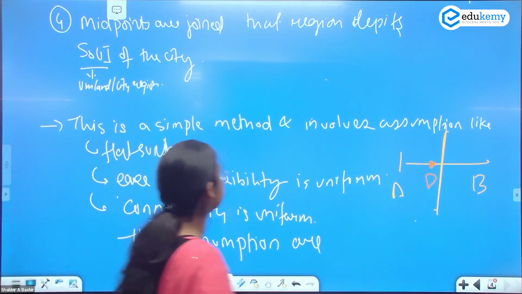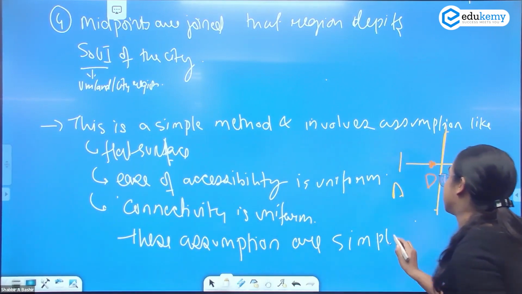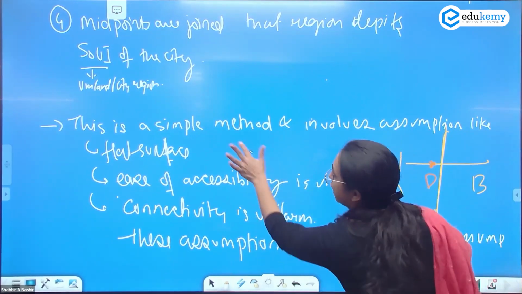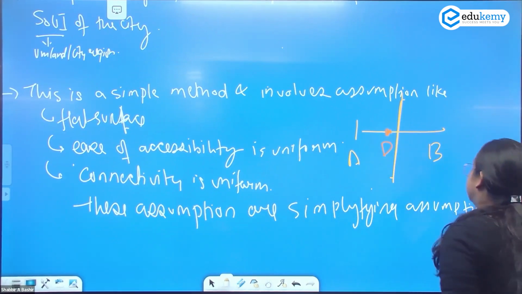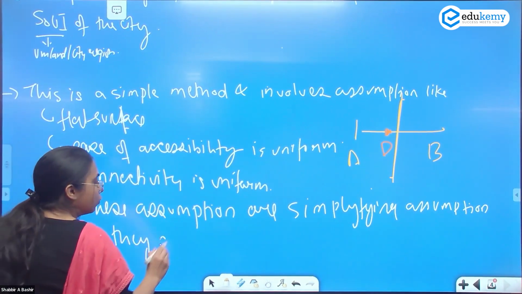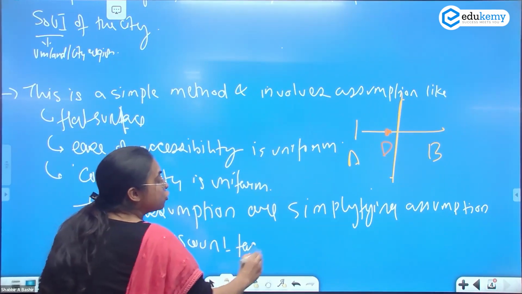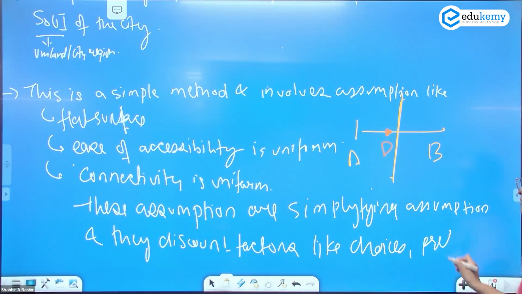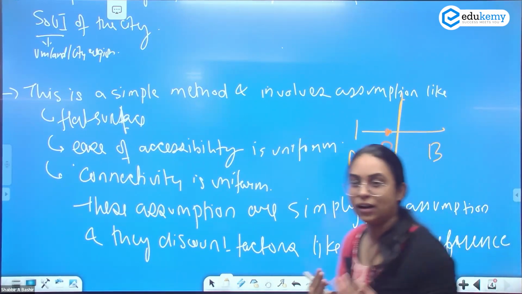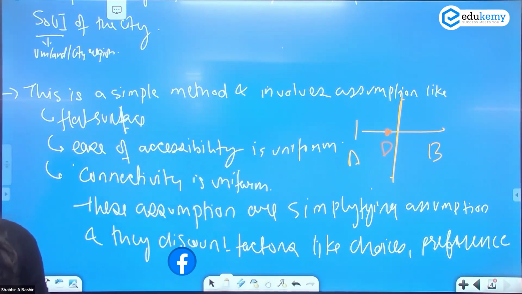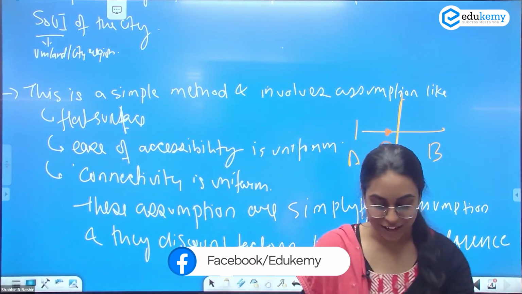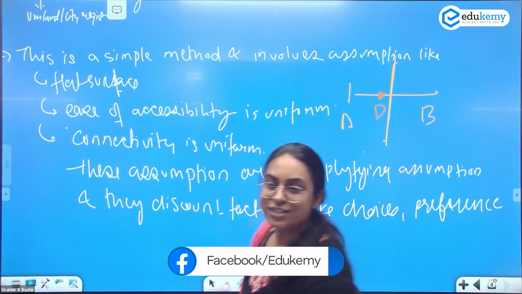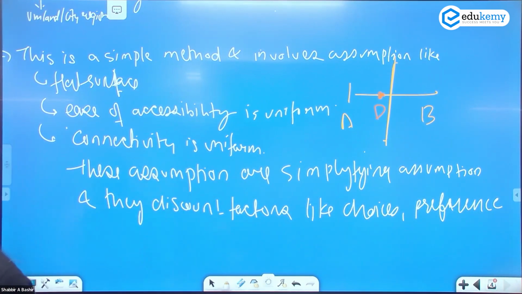So these assumptions are simplifying assumptions, and they discount factors like choices, preferences. Love at first sight, what can a fairy do. So these are assumptions. They are not taking into consideration the choices. They are not taking into consideration the preferences that an individual has.